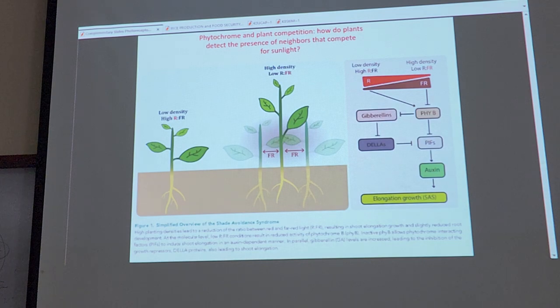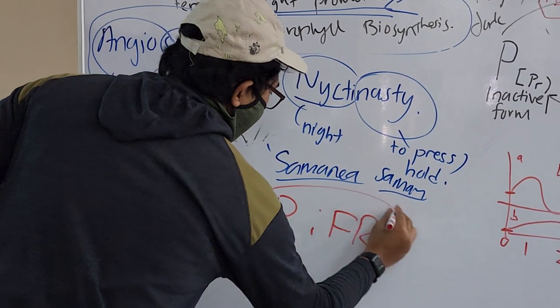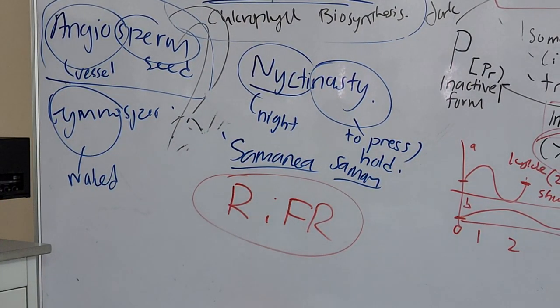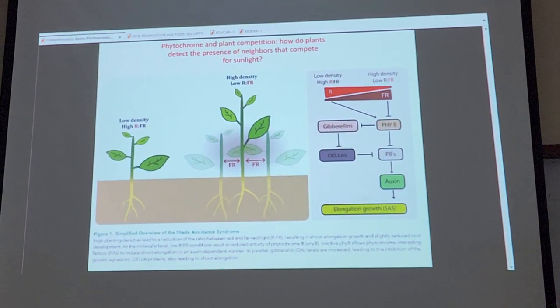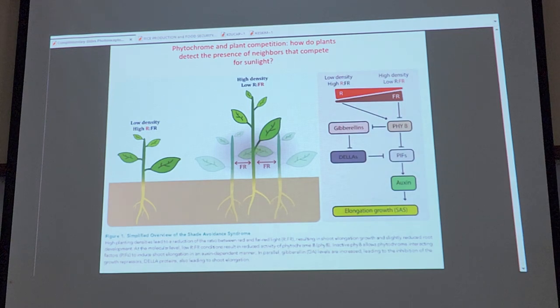How do the plants know they have competitors around them? Can you see? By perceiving the ratio of red to far red. This is the key the plants use, the ratio of red to far red, to know whether the competition is near or far. The left seedling has low density, pretty much solo. Therefore, is the lighting situation more red light or more far red? More red light. When it has more red light, it can grow normally.